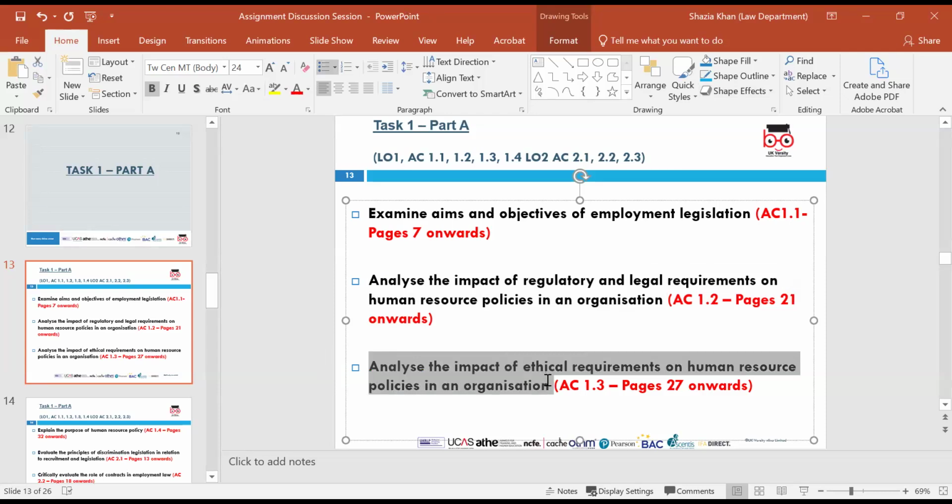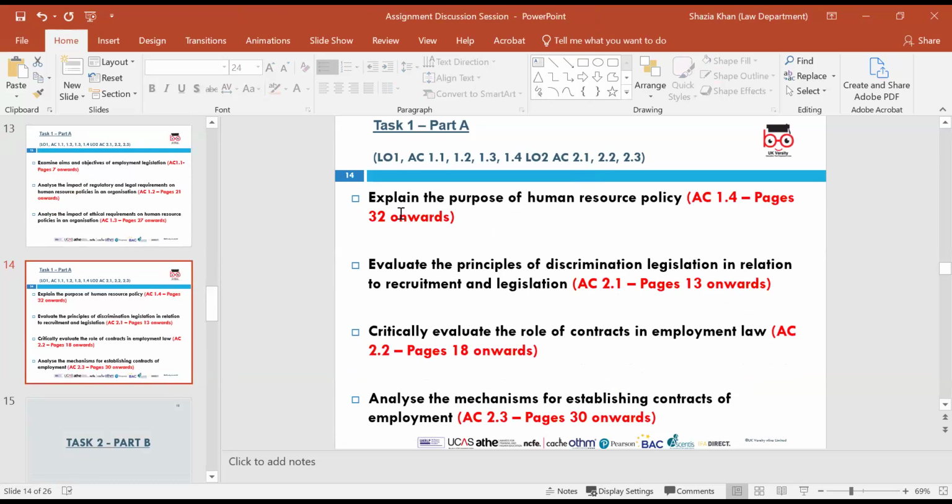The third part of it is to analyse the impact of ethical requirements on human resource policies in an organisation. And you need to be looking at learning outcome 1, AC 1.3, okay? And here you will be looking at things like major issues in ethical management, things like equal opportunity, privacy, compensation, labour costs, what ethical practices are within an organisation, and why it's so important to have ethical practice. That will be pages 27 onwards on learning outcome 1. Okay, so you need to make sure each of these is a heading.